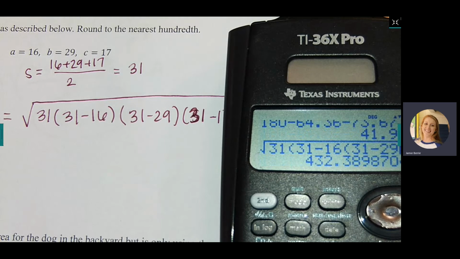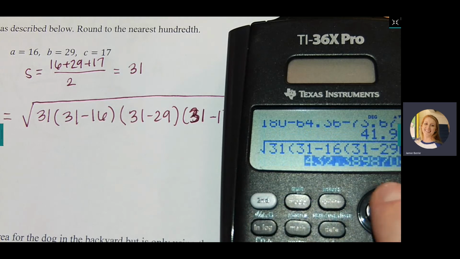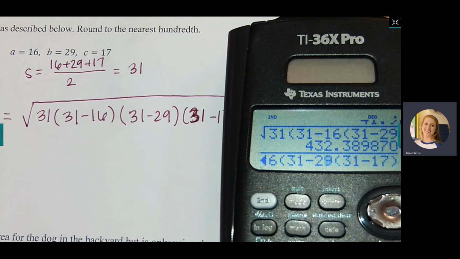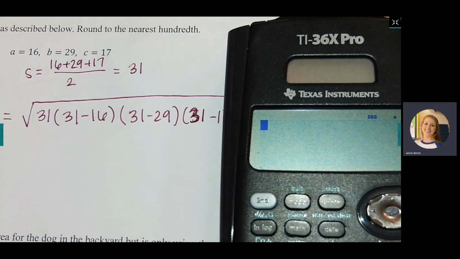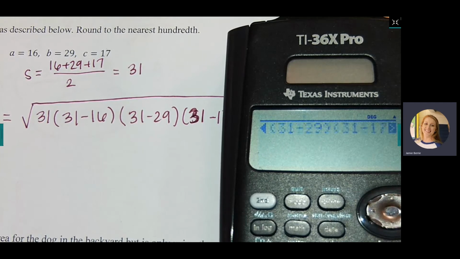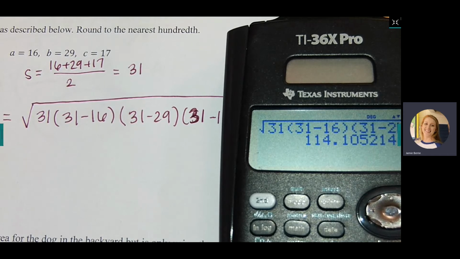Did I do something wrong? I missed a parenthesis right there. Oh, I missed 2 parentheses. Oh God, just delete the whole thing. All right, 31 times 31 minus 16, 31 minus 29, 31. Okay, that's better. Try to get that. To 3 decimal places, that'd be 114.105.